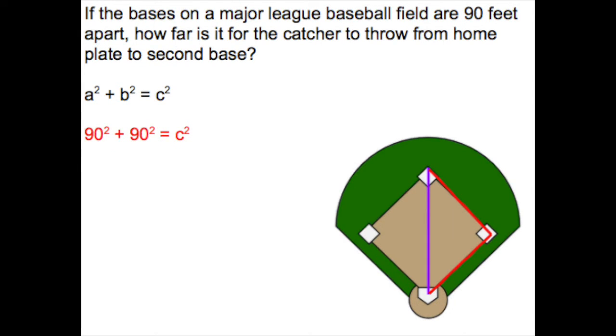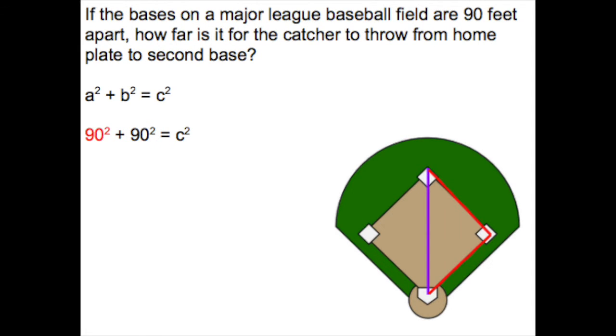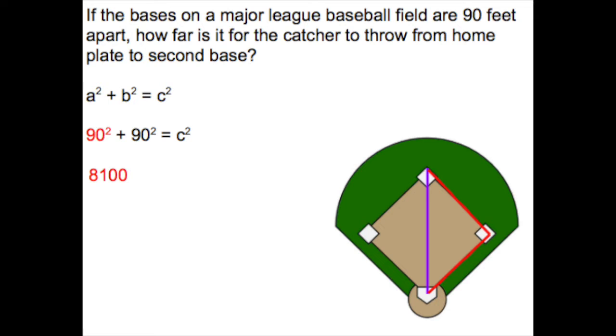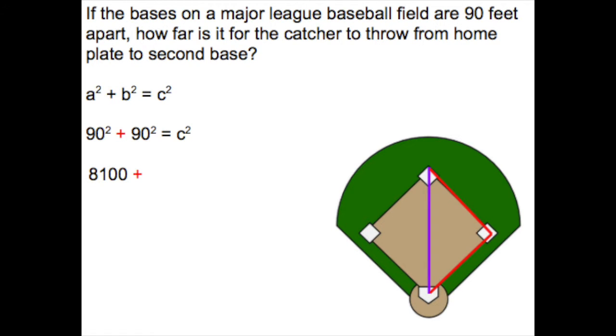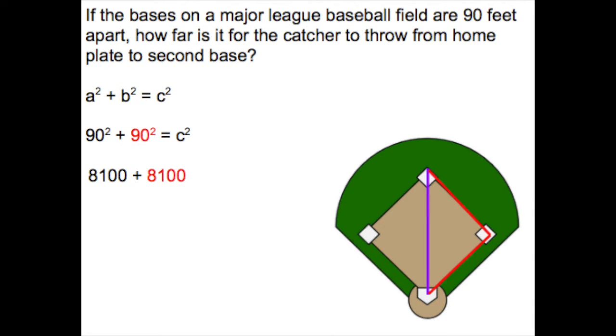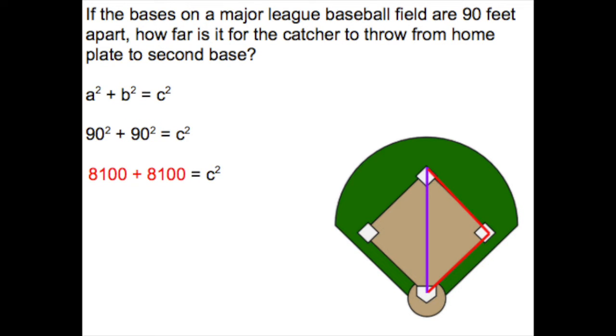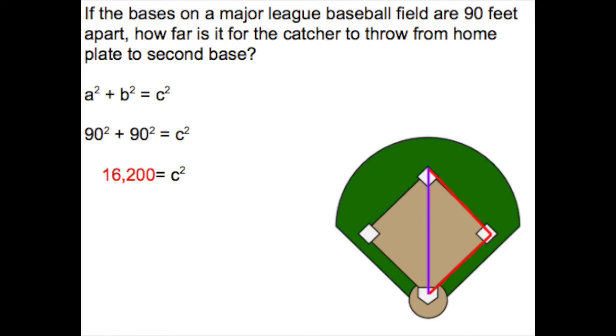Now that we've substituted these values in, we can simplify our exponents. 90 squared is 8,100, which will be added to 90 squared, which is 8,100. We can now do 8,100 plus 8,100, which is 16,200.